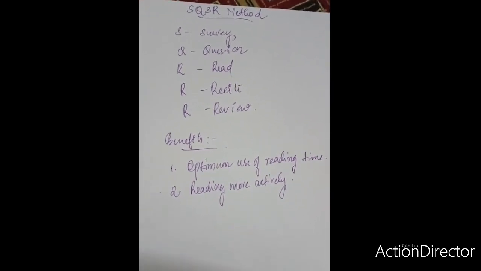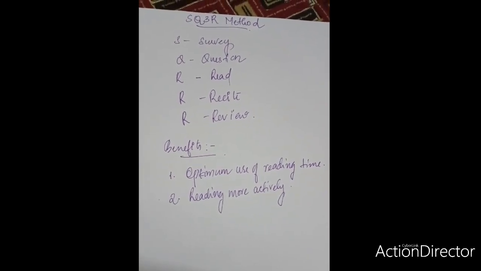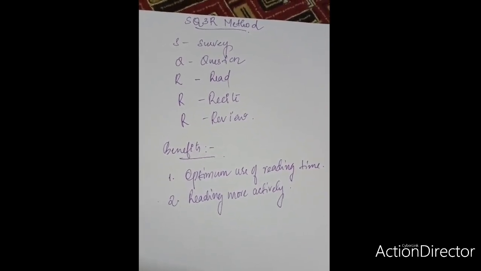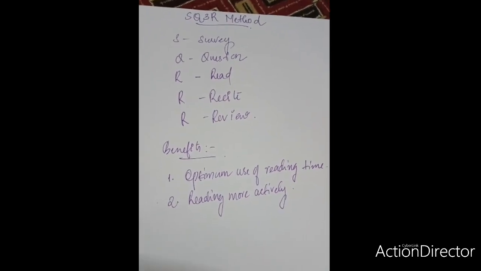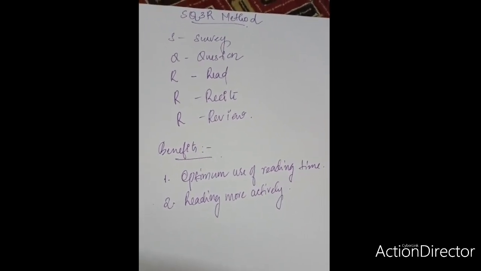So that's all for the SQ3R method. SQ3R is nothing but survey, question, read, recite and review. If you do these parts effectively, you'll be able to remember and explain what the text is all about.